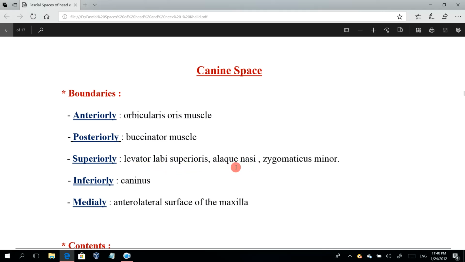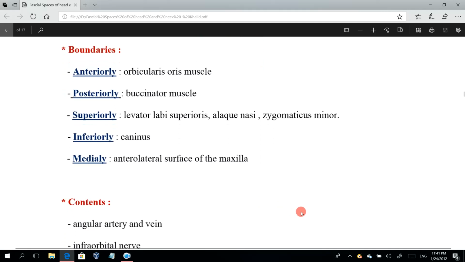In addition to this muscle, we also have the zygomaticus minor, which is also one of the muscles of facial expression. So these two muscles, levator labii superioris alaeque nasi and zygomaticus minor, both form the superior boundary of the canine space. Inferiorly, we have the canine, and medially, the medial boundary of the canine space is the anterolateral surface of the maxilla.